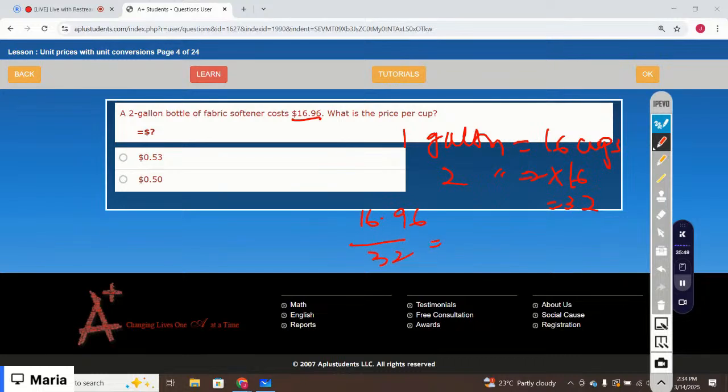Which is the correct option? That is $0.53. Option number 1 is the correct option.